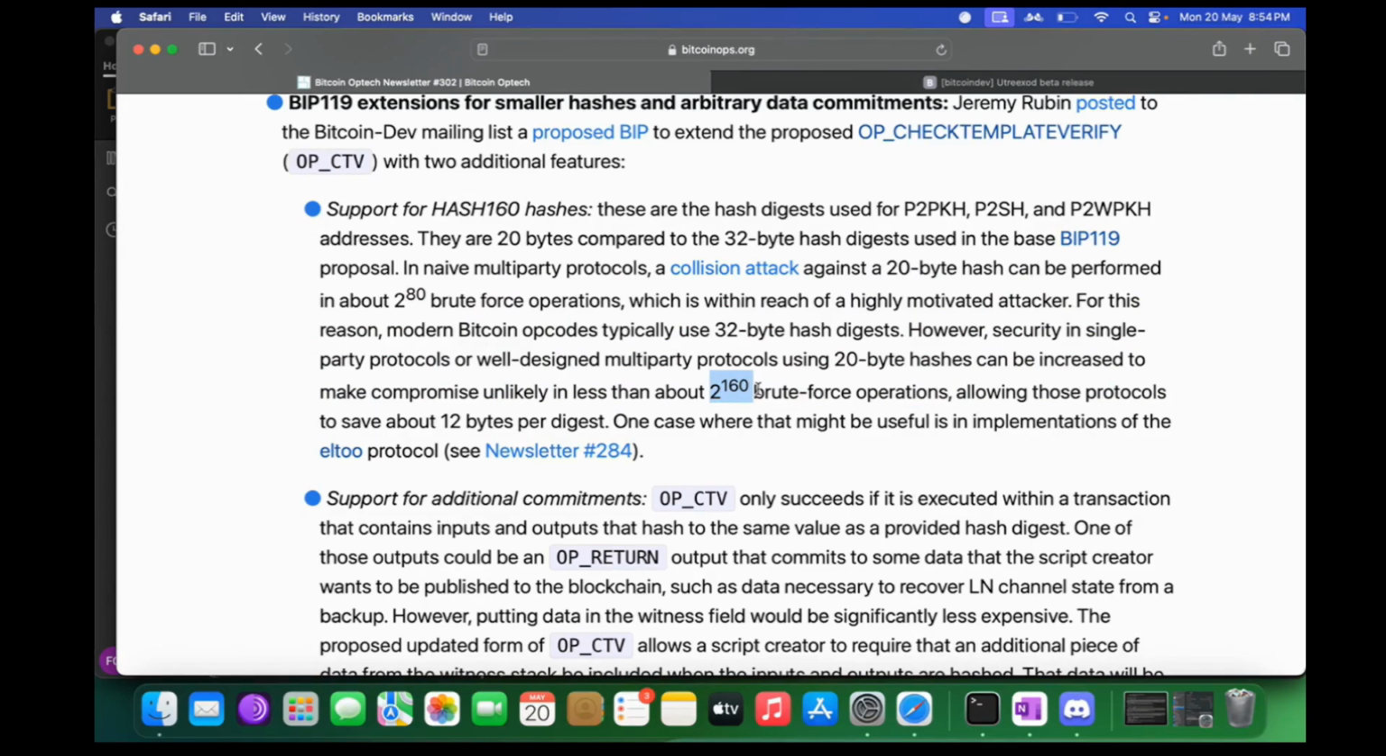This is a counter for those people who might say that, hey, we're saving 12 bytes, but we're increasing the possibility of collision. The counter is that the author proposes cryptographic measures to ensure that even though the hash digest is 20 bytes, it cannot be compromised, or it's infeasible to compromise it, in less than these many brute force operations. Makes sense.